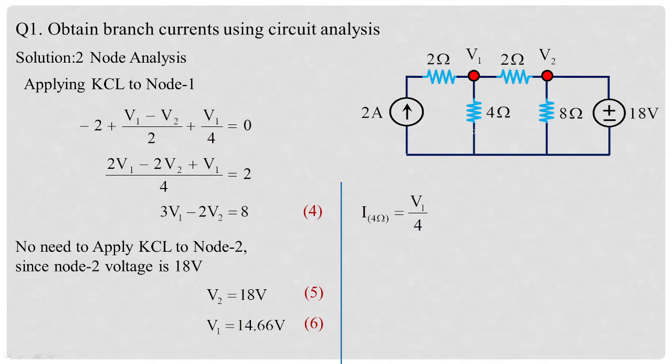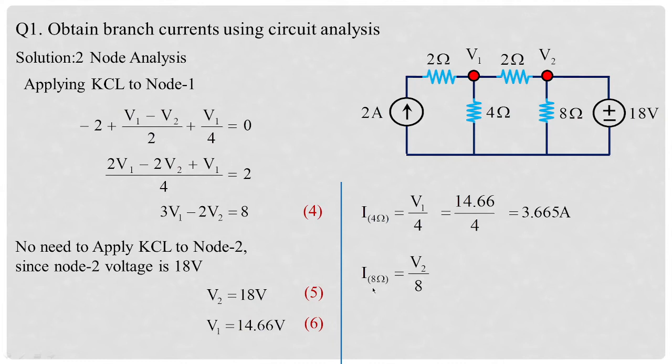Branch current which is flowing in 4 ohms. So I4 is equal to, according to node analysis, V1 by 4. This you can easily obtain from Ohm's law. So we have V1, which is 14.66 divided by 4, which will give you the value as 3.665 amperes. Now this is the same value of current which we have obtained using mesh analysis.